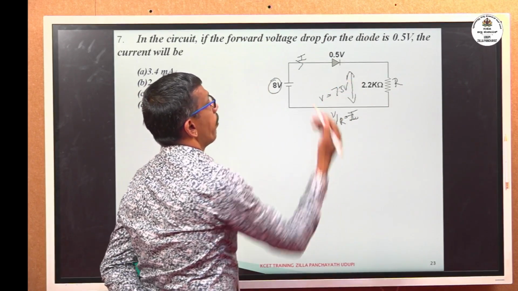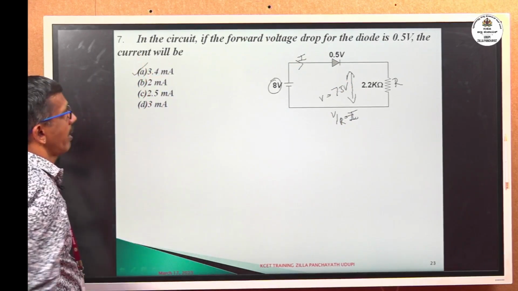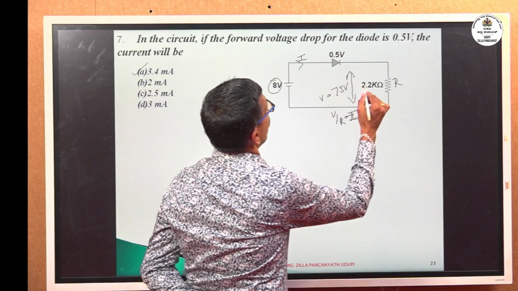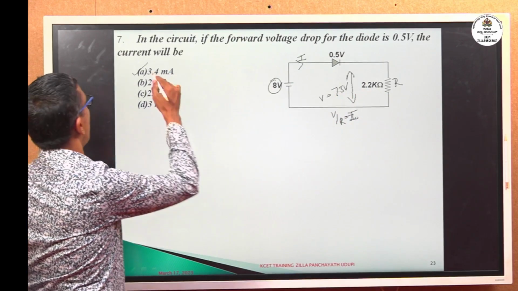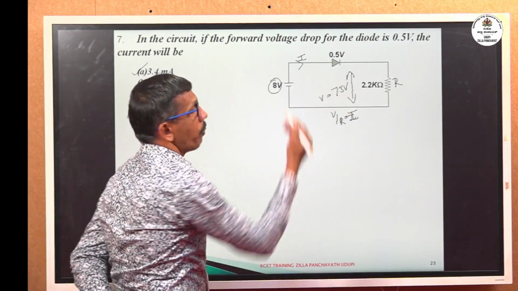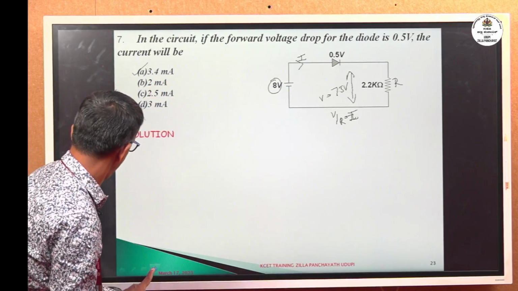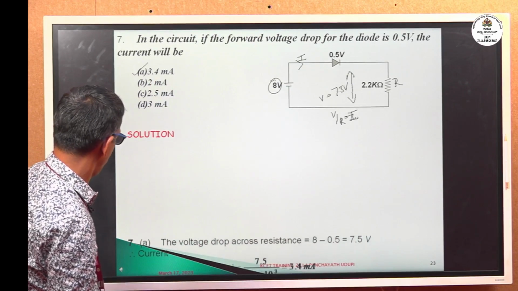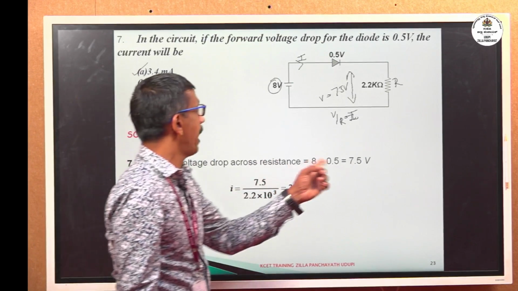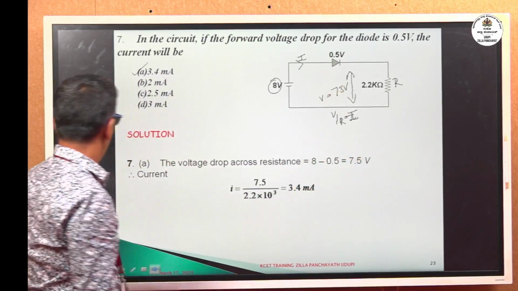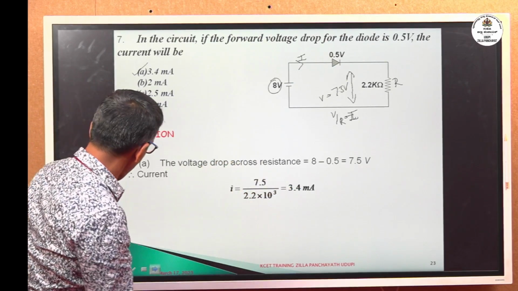7.5 volt by 2.2 kilo ohm will give rise to 3.4 milliampere. 7.5 volt divided by 2.2 kilo ohm, kilo goes to the numerator, becomes milli. 7.5 by 2.2 is nearly 3.4. See, the voltage drop across the resistance is 8 minus 0.5, 7.5 volt. Therefore, the current I is equal to V by R, which is 3.4 milliampere.